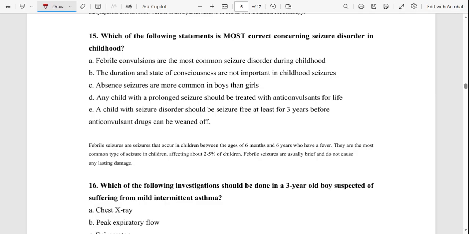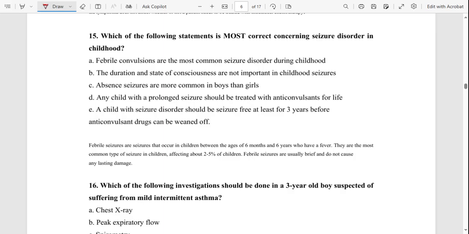Those that we refer to as simple seizures are actually generalized. They affect the entire body. And the simple seizures are going to be brief, okay? They occur less than 15 minutes. Now, the complex seizures are going to be focal. They affect one part of the body. And the complex ones are going to be prolonged, greater than 15 minutes. So that is, at least, what we should know about the febrile seizures.